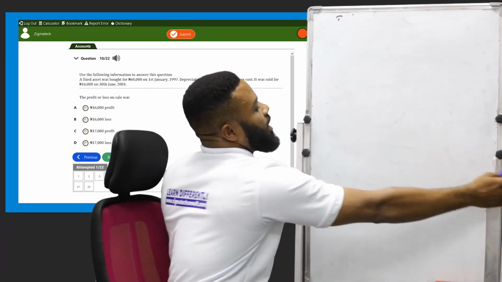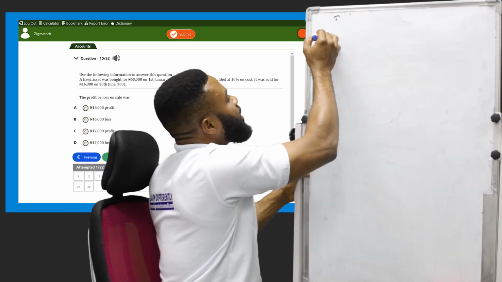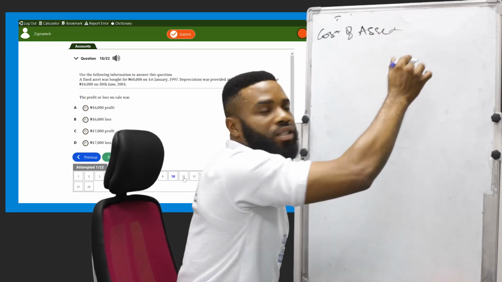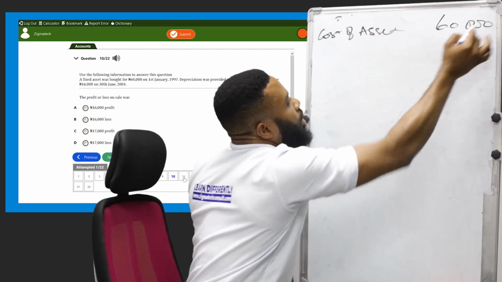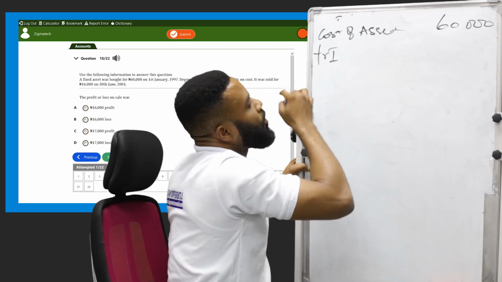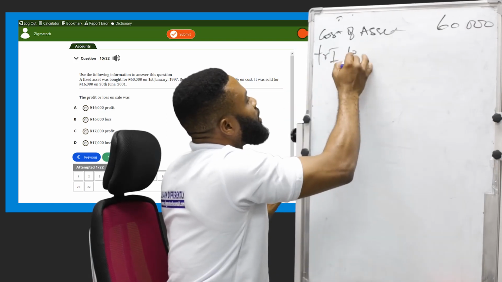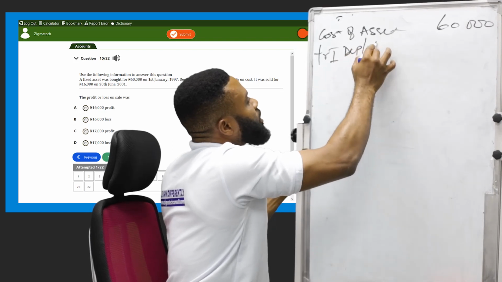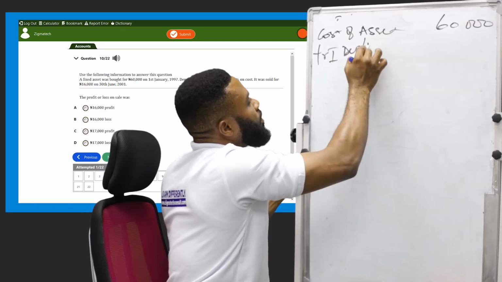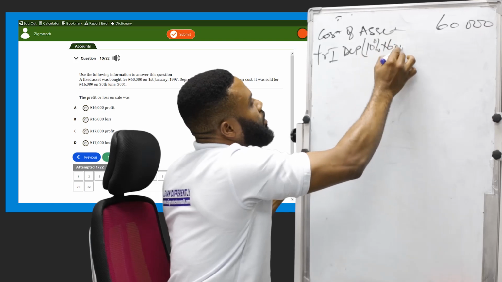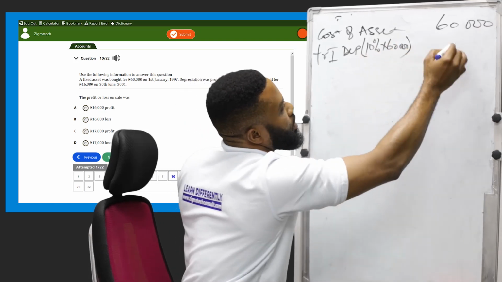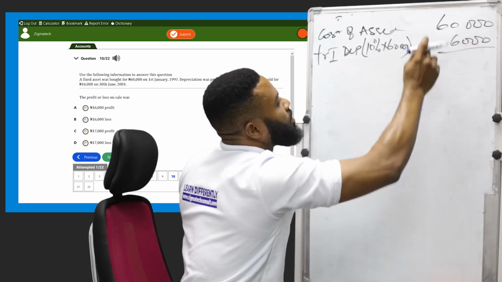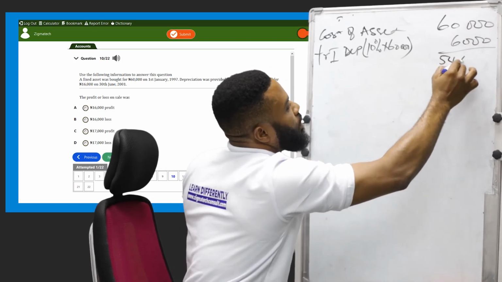The cost of the asset is 60,000. Now for year one, you are going to have 10% depreciation. 10% times 60,000 will give you 6,000. If you subtract this from here, you have 54,000.